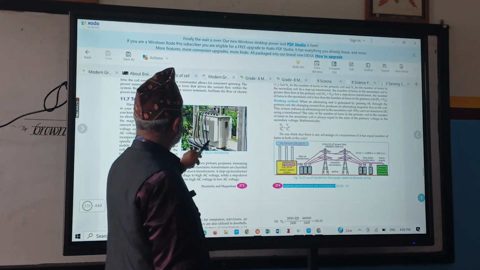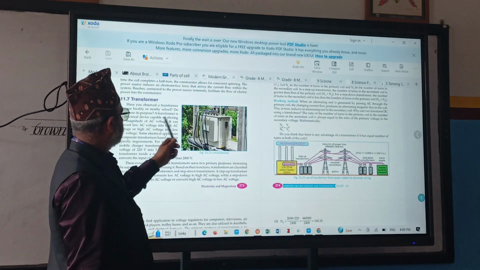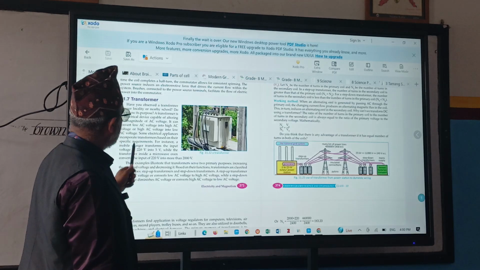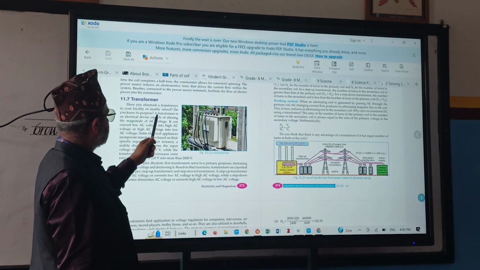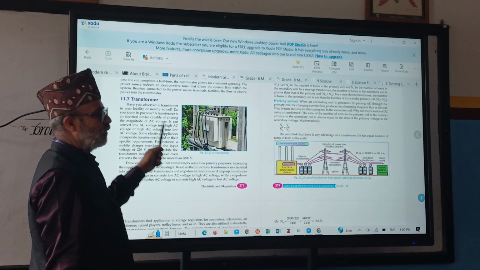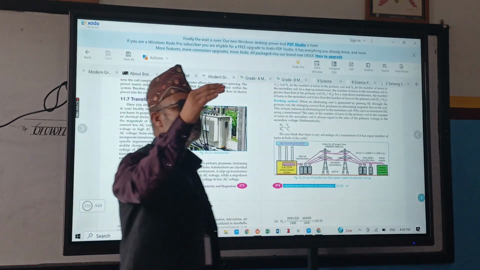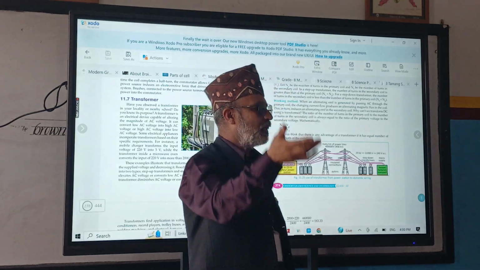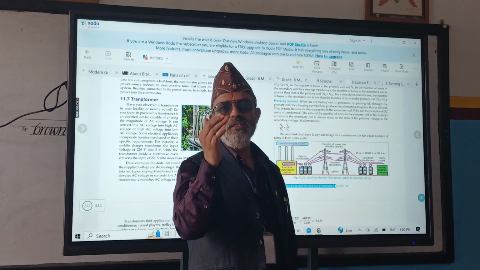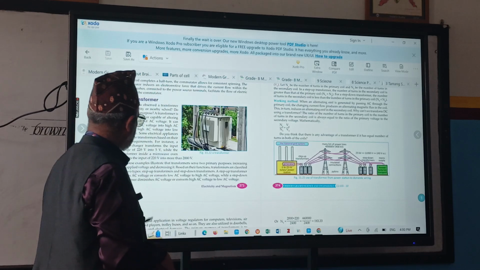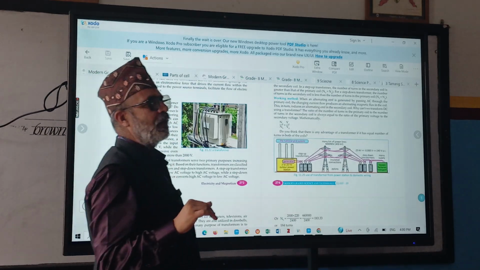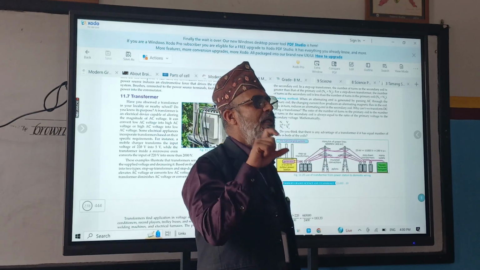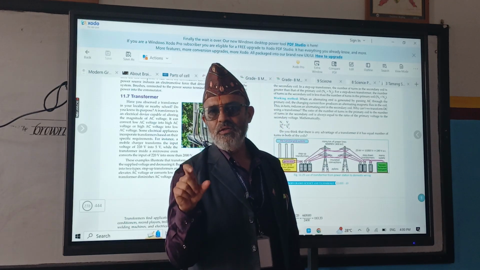Here is one device you have seen on the pole: the transformer. What is a transformer? First we have to know. A transformer is a device that is capable of altering the magnitude of AC voltage. It may increase or decrease the voltage. If there is low voltage, we can change it into high voltage. If there is high voltage, we can change it into low voltage. But one thing you have to keep in mind: a transformer can alter the voltage of AC current only, alternating current only.